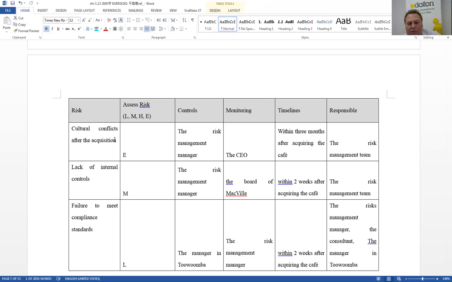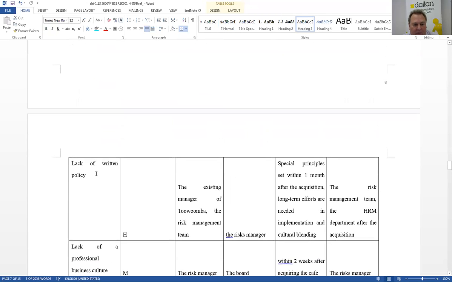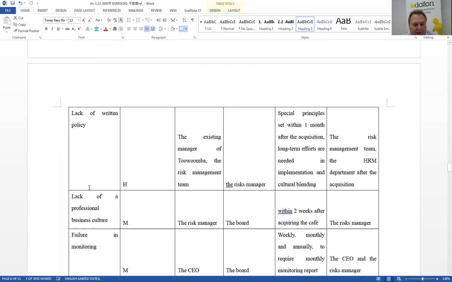And so employees are always reluctant to change systems. That's why, hence the word conflict, there are differences and disputes. So that's a risk, and when that happens, it destabilizes the culture. And when that happens, unfortunately, from the business point of view, you'll get lower efficiency levels and lower productivity levels from the employee. So there are all the different risks: lack of internal controls, failure to meet compliance, lack of written policy, all the way there.